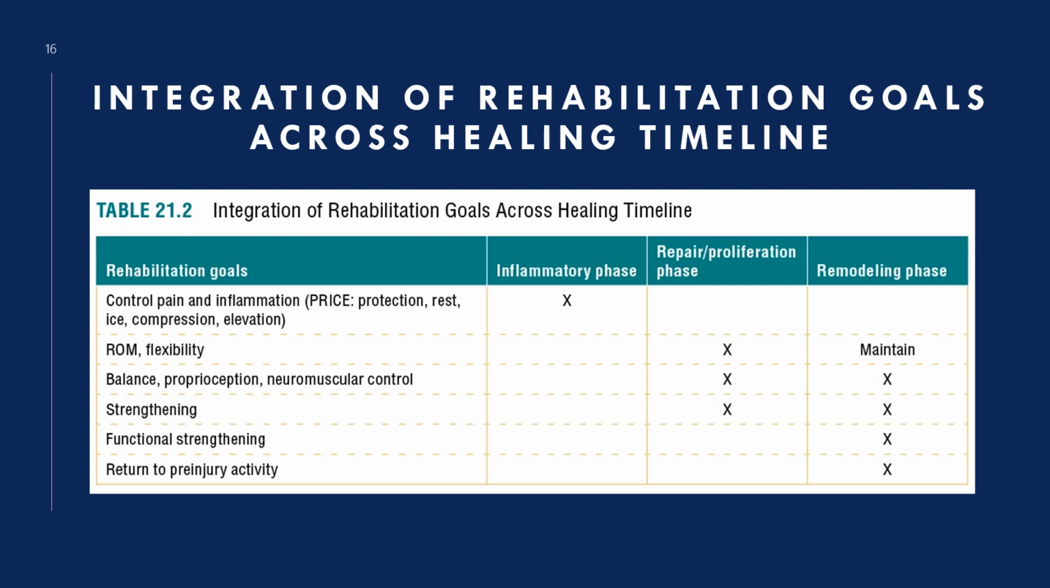And you can see in the inflammatory phase, really the best thing to do is to rest, be able to control the pain and inflammation through your PRICE: protection, rest, ice, compression, and elevation. In the repair and proliferation phase, you can begin some range of motion, flexibility, some balance and proprioceptive neuromuscular control activities, and some strengthening. In the remodeling phase, you want to really work on maintaining balance and proprioception and work on strengthening, functional strengthening, and returning to pre-injury activity.